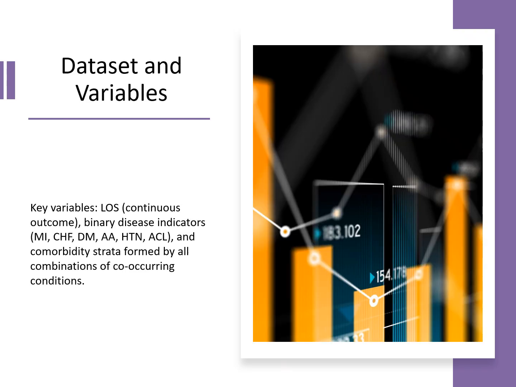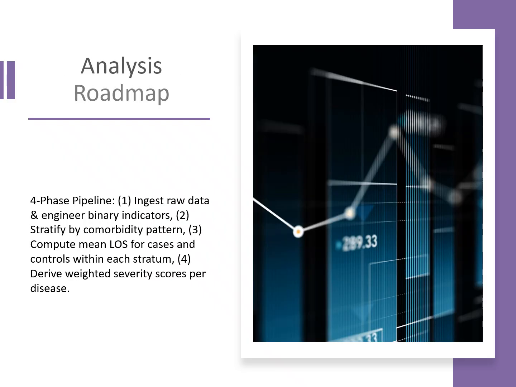Our outcome variable LOS is right skewed, as is typical for hospital stay data. Most patients leave quickly, but a subset has very long stays. The binary disease indicators were derived from ICD-9 diagnosis codes. We answer this question in 4 phases. In phase 1, we load the data file. We make sure each column is the correct data type and confirm that all disease columns are coded as simple yes or no values, which is 1 or 0.